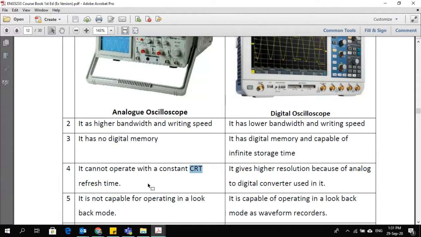So it cannot operate with the refresh time; it is not available. I mean the refreshing rate, the sampling per minute or second. The analog oscilloscope was not able to modify that sampling rate, meaning how many samples, how many readings and measurements you want in 1 second time. While on the other hand, the digital oscilloscope has higher resolution because of the analog to digital converter used in it. The digital oscilloscope can give you a provision of how many samples you want to take in 1 second time. The more samples you take in 1 second time, the better measurement and better display it will show.